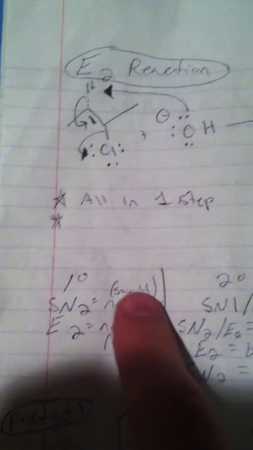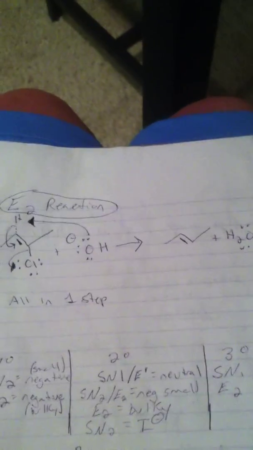The first thing I look at is what carbon it is attached to, whether it's primary, secondary, or tertiary. Typically, if it's attached to a primary carbon, it's going to undergo a substitution. If it's attached to a tertiary carbon, then it's going to undergo an elimination mechanism. But there are different possibilities.